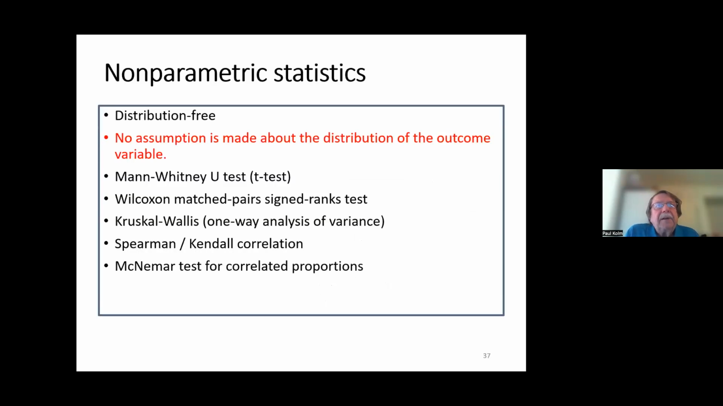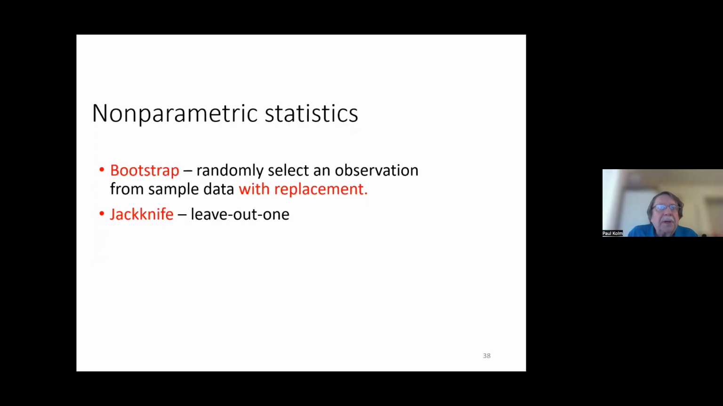And then as far as non-parametric statistics, those were statistics where we make no assumption about the distribution of the outcome variable. We didn't go into any detail on these, but these are some of the non-parametric tests that you'll find in the literature or if you take a statistics course that discusses non-parametrics. These are common non-parametric statistics. And then we looked at truly non-parametric statistics, the bootstrap and the jackknife.